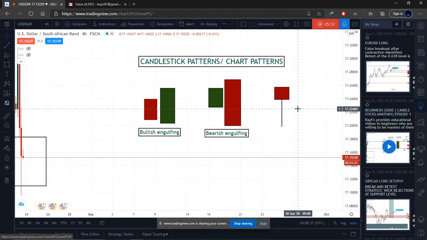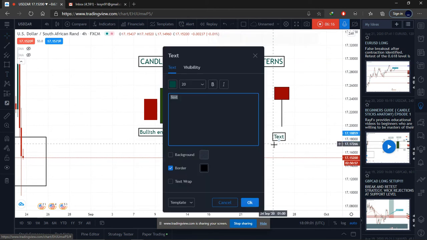Sellers were trying to push the market to break a support level, but because the buyers are strong, they were able to push price back up. So when this forms at a support level, it becomes very significant. I need you to keep that in mind.